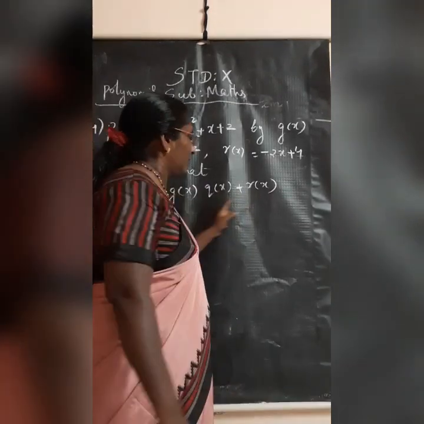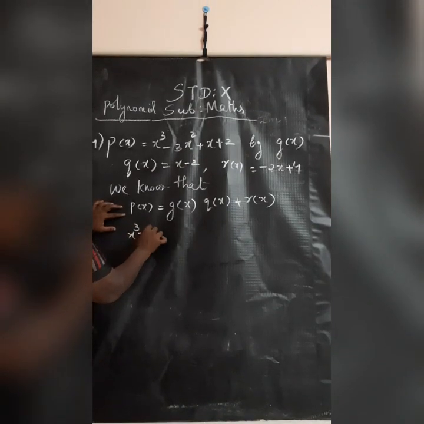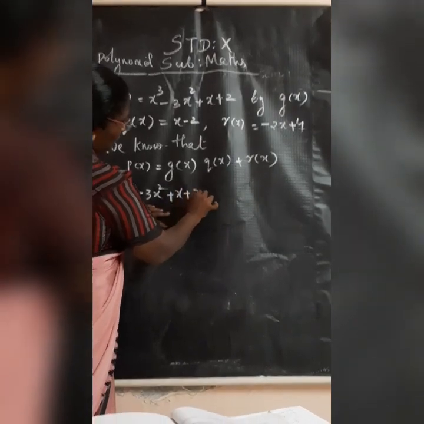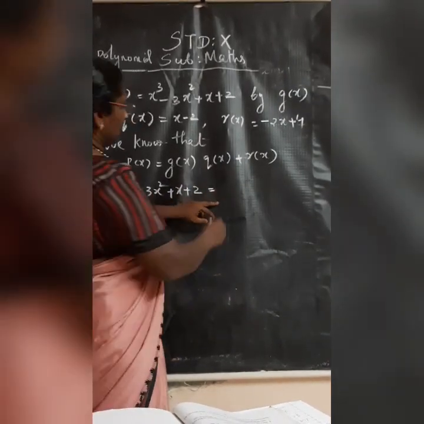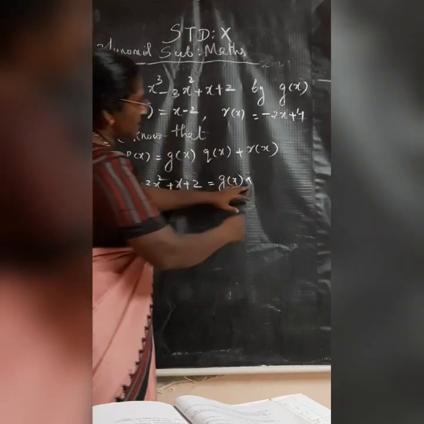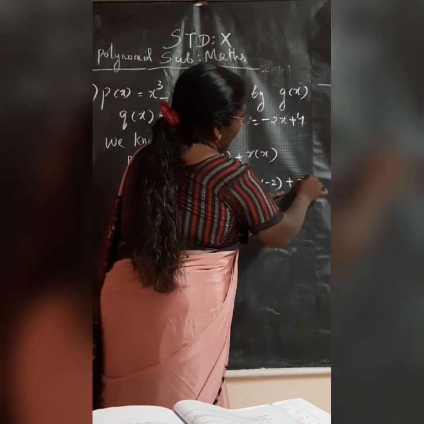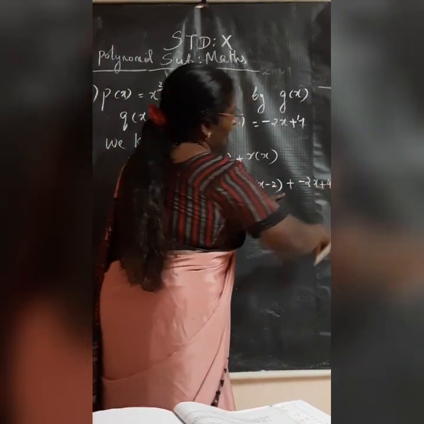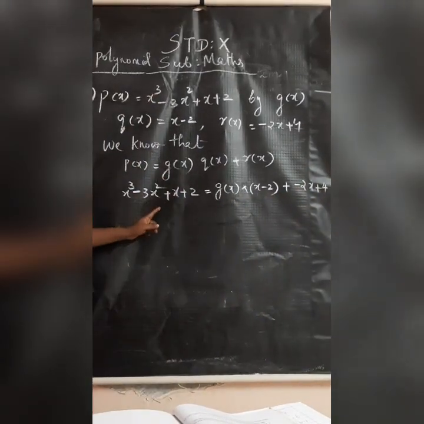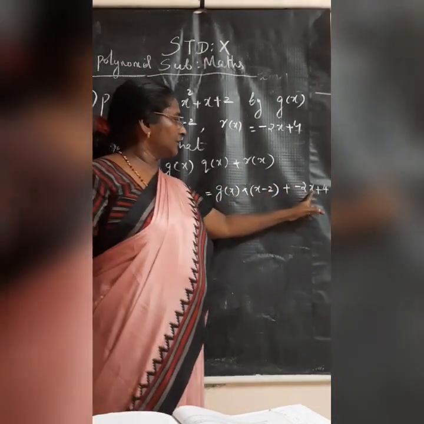Which are the values you are knowing? We will substitute here. Here p of x I am going to write x cube plus x plus 2 is equal to, and g of x we are not knowing, into q of x, you are knowing as x minus 2. Now r of x you are knowing as minus 2x plus 4. In the equation, wherever the values we are knowing, those values are written in order. P of x is known, g of x is not known, and q of x and r of x are given in the question.